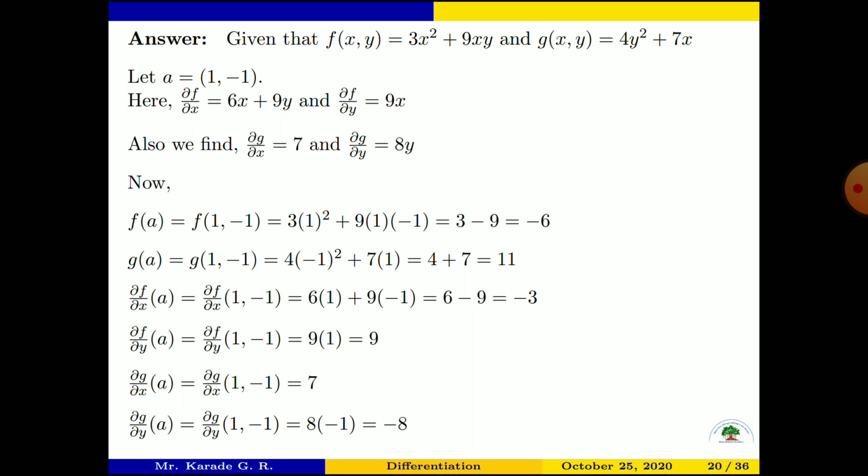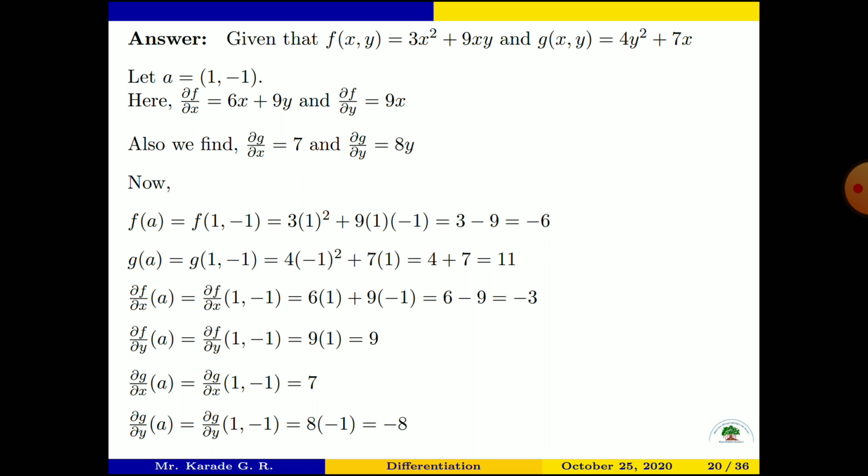Dou f by dou x at point a is equal to dou f by dou x at point 1 comma minus 1, but that partial derivative is a function 6x plus 9y. So 6 into 1 plus 9 into minus 1, so 6 minus 9 is minus 3.